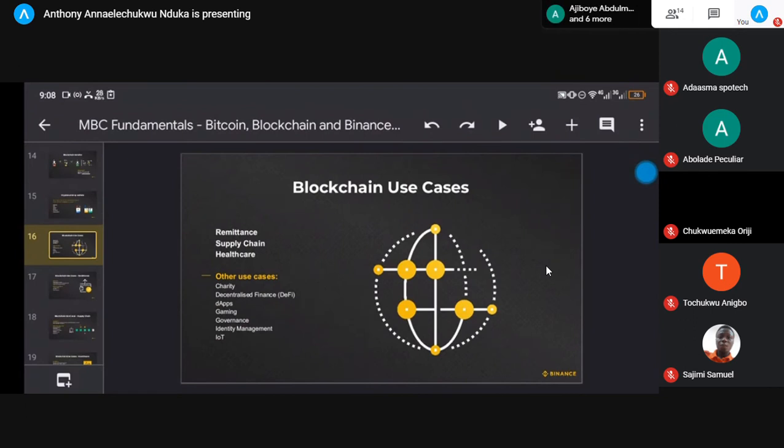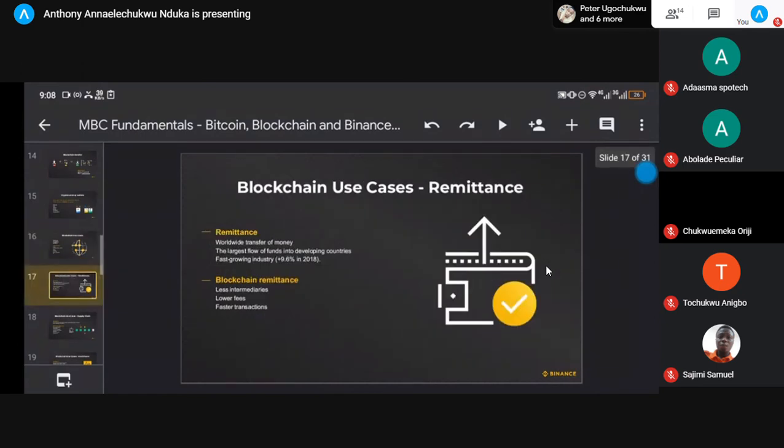Now, I once mentioned to us that blockchain technology is not just used for finance. It can be used for many and many stuff. It can be used for remittances. It can be used for supply chain management. It can be used for healthcare and other use cases like charity, decentralized finance, apps, gaming, governance, identity management, and Internet of Things.